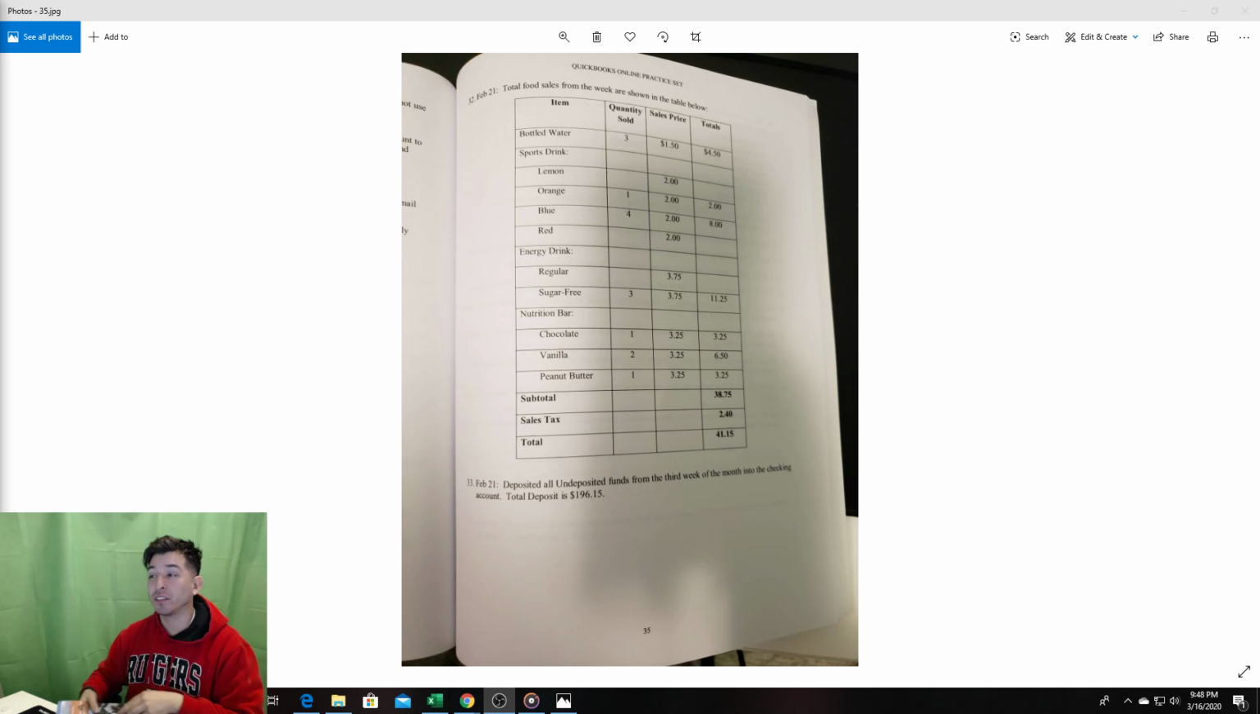So let's get started. We last left off having just completed transaction 31 of February. We are now on transaction 32 of February 21st. So let's read it. February 21st, the total food sales from the week are shown in the table below. So what do we have to do here?